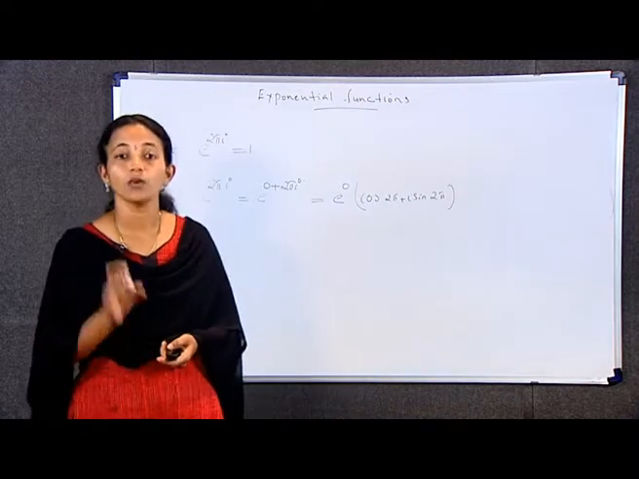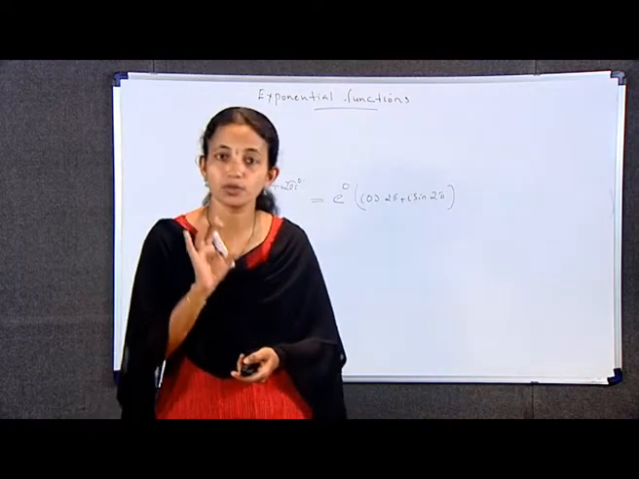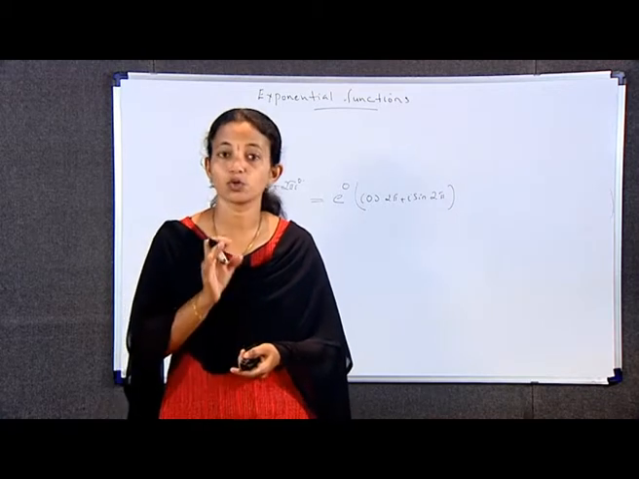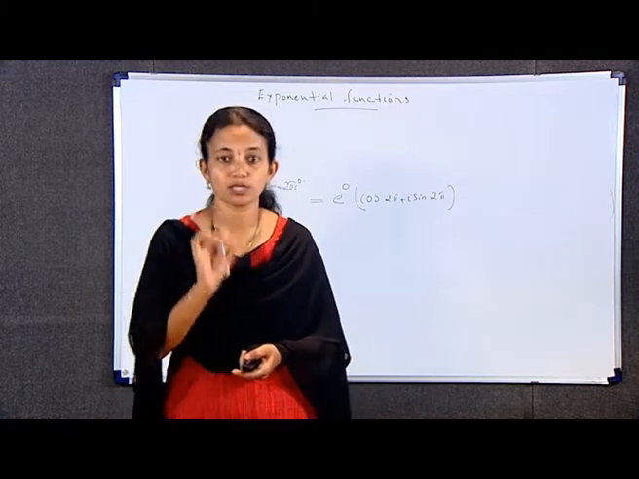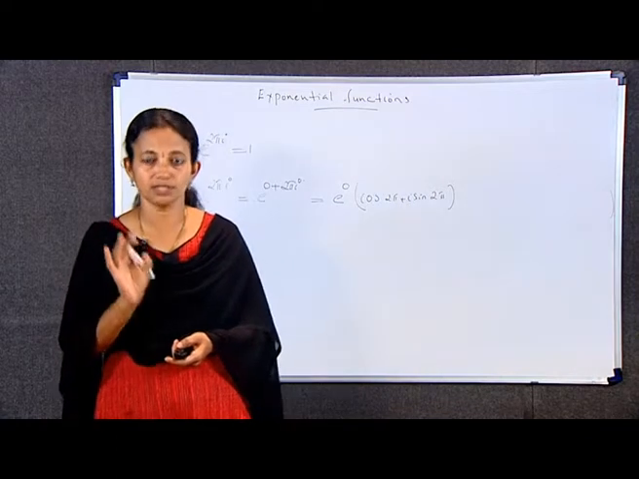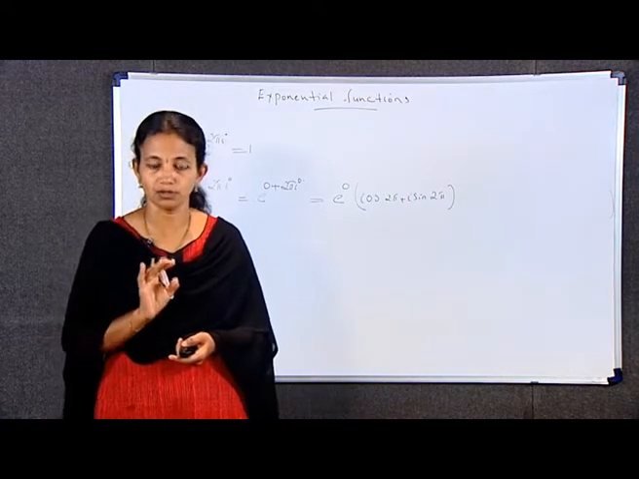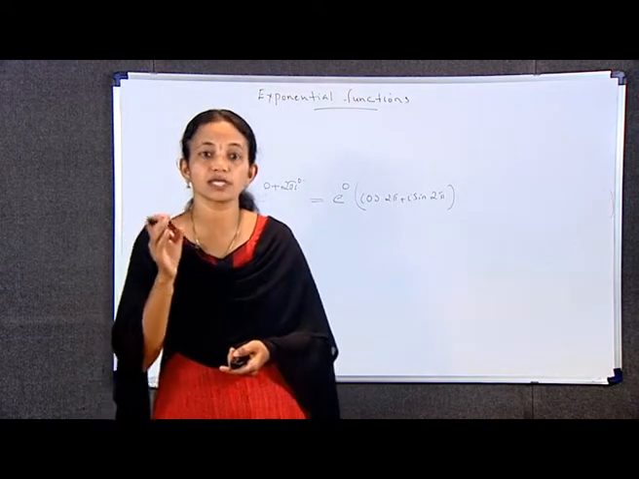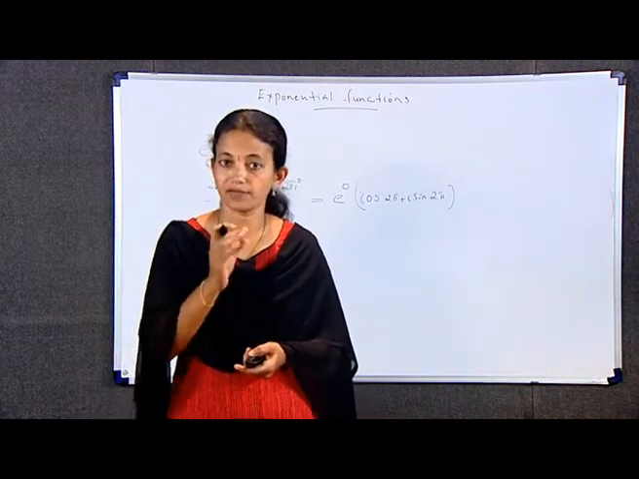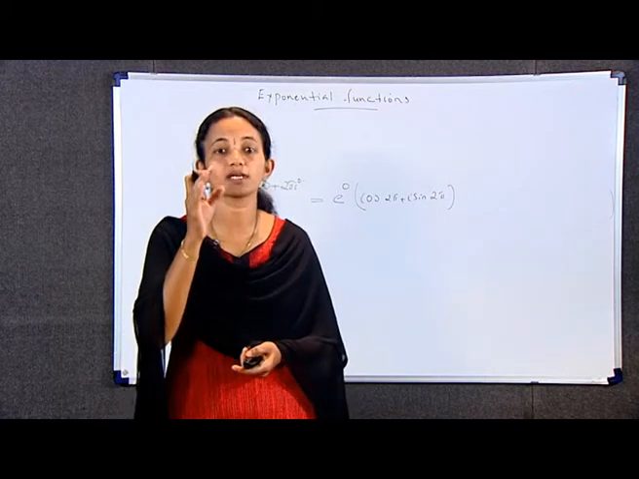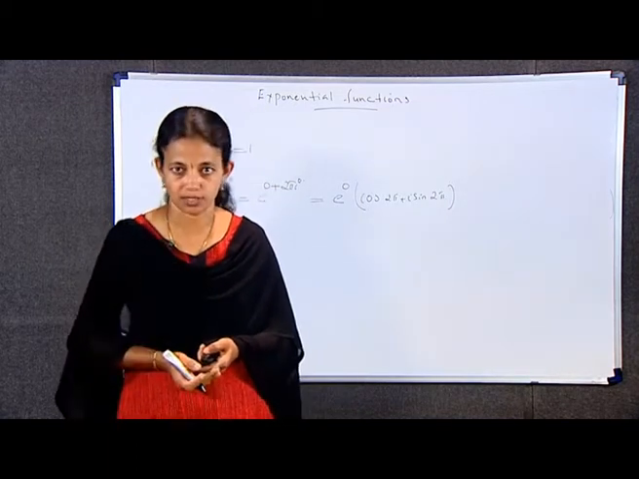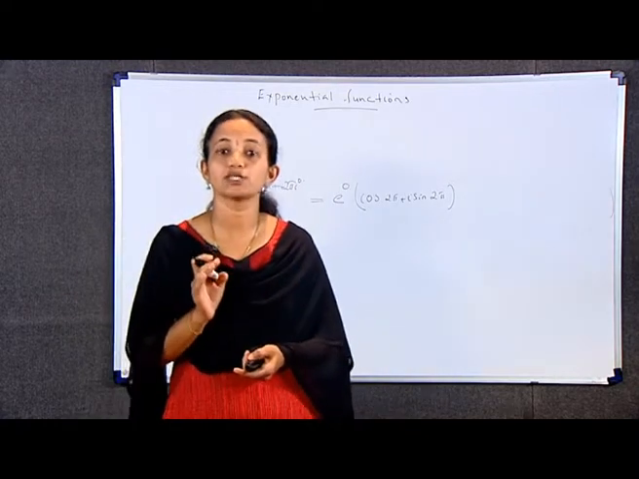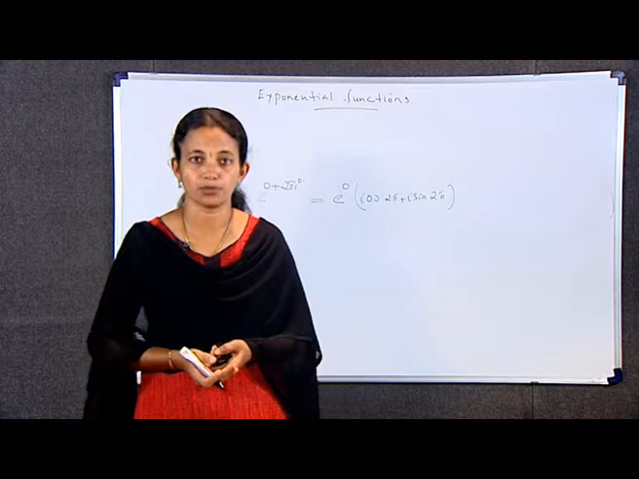Next property: e raised to z is not equal to 0 for any value of z. This follows from the fact that e raised to z into e raised to minus z is equal to e raised to 0, which we know is equal to 1. That is, e raised to z is not equal to 0, since by property 5 above modulus of e raised to z is equal to e raised to x, and the real valued exponential function e raised to x is not equal to 0.